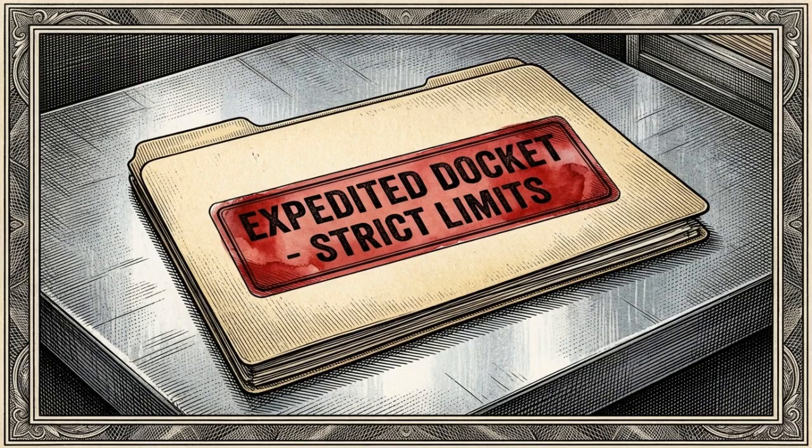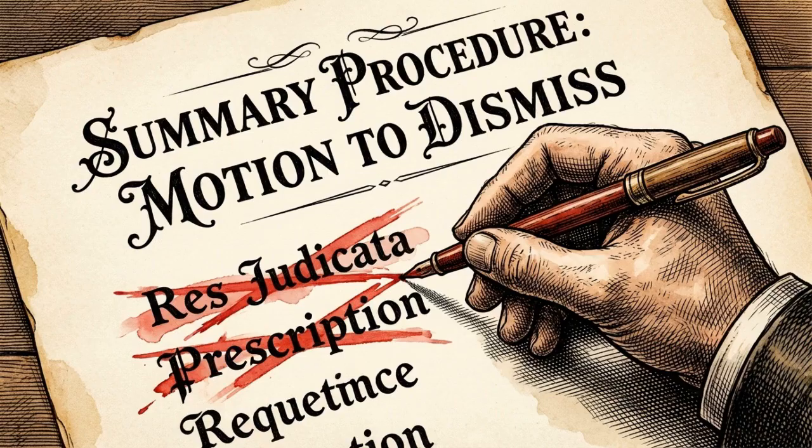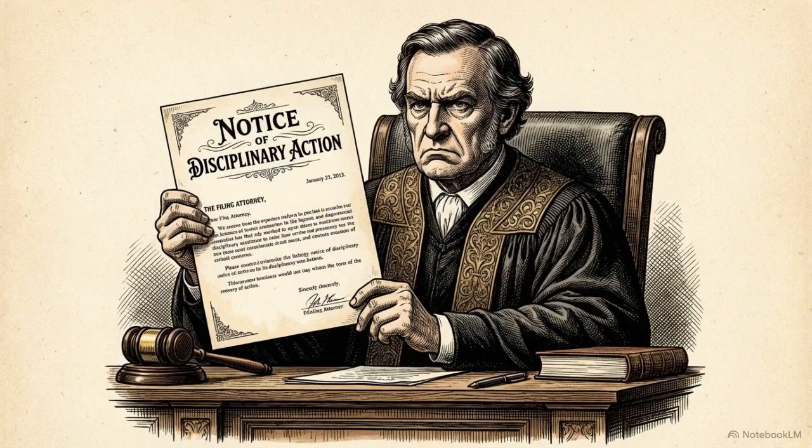Section 13 applies to expedited proceedings, such as summary procedure, where the rules are aggressively curtailed. The restrictions here are absolute. In a summary procedure context, even res judicata and prescription cannot be used as grounds for a motion to dismiss. Attempting to file a prohibited motion triggers immediate judicial rejection and exposes the attorney to potential disciplinary action.